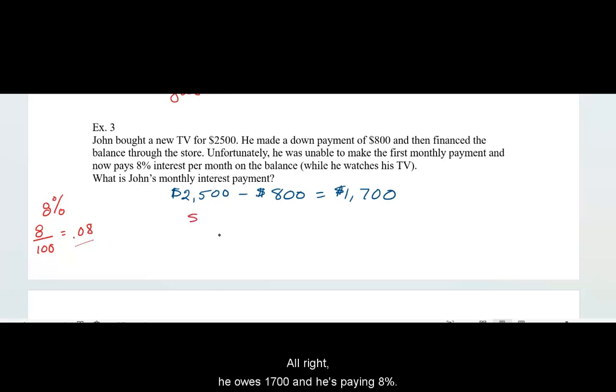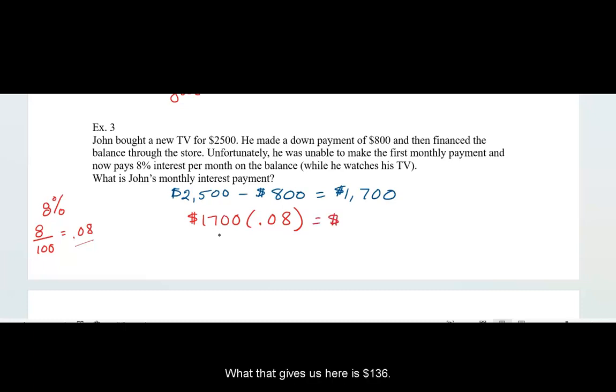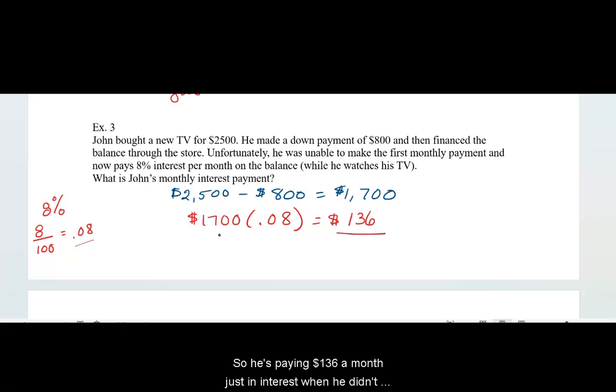All right, he owes $1,700 and he's paying 8%. Well, he has 8% interest per month. So we're going to multiply the balance times the 8%, or 0.08. What that gives us here is $136. So he's paying $136 a month just in interest when he didn't pay for that month. All right, so that was one example.